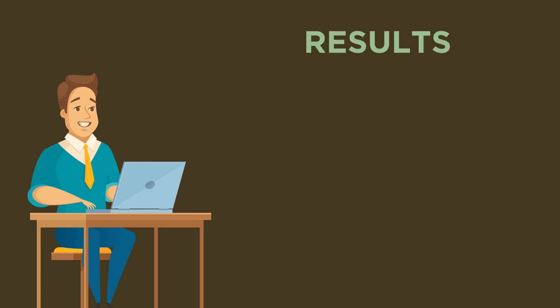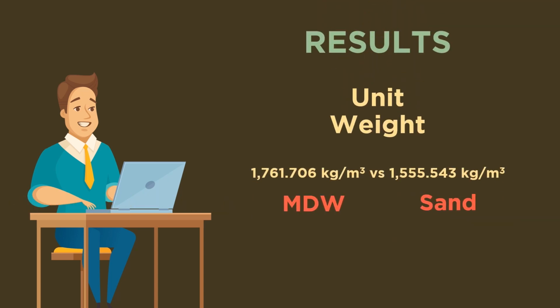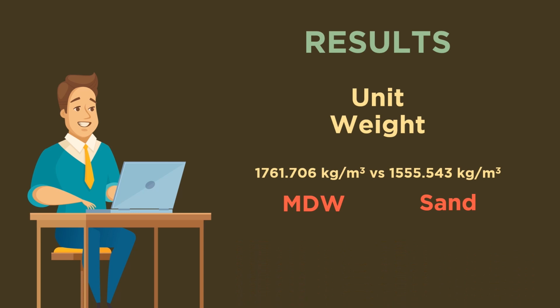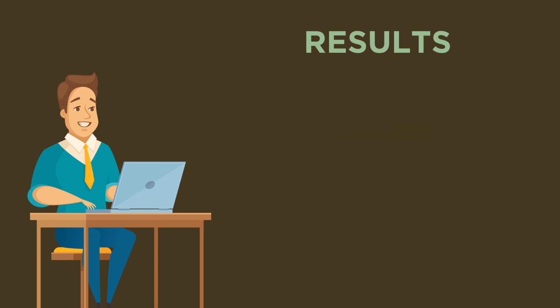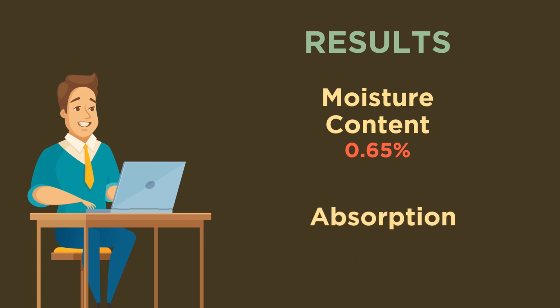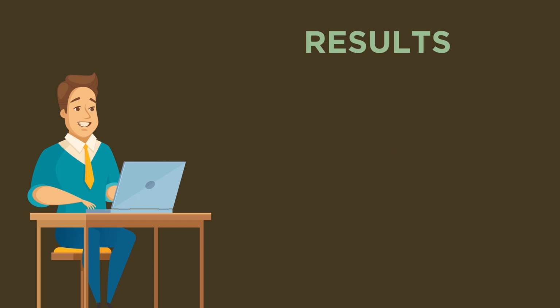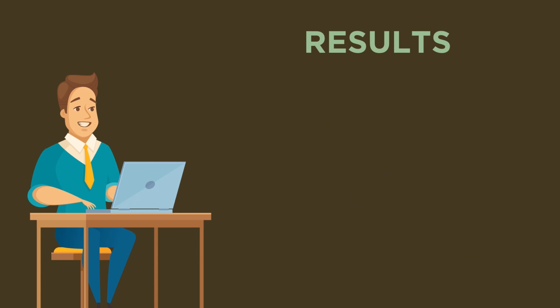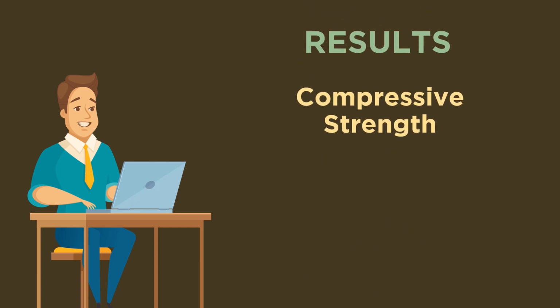Results show that the unit weight of metallic dust waste is 13% heavier than sand. It is therefore concluded that substituting sand with metallic dust waste by volume would result in a heavier concrete, due to the metallic dust waste having a higher weight than sand per volume. The moisture content of the fine aggregate is 0.65%, while its absorption is determined to be 4%. During the actual testing, it was observed that the metallic dust wastes require more water due to its fineness. Lastly, to determine the compressive strength, we used a universal testing machine.